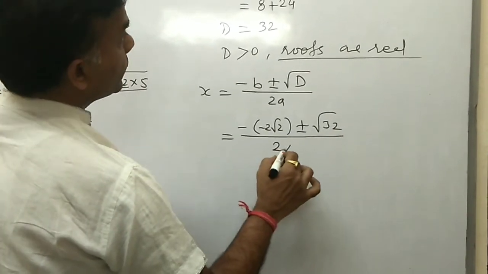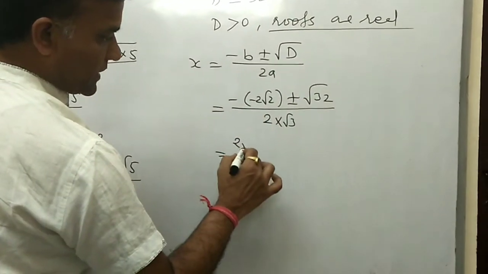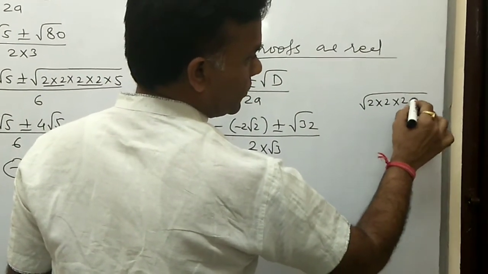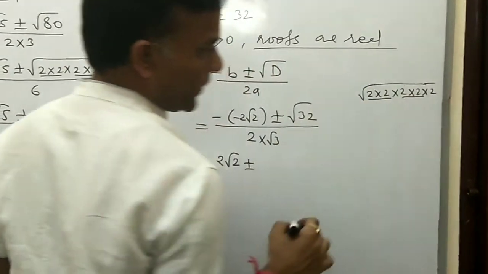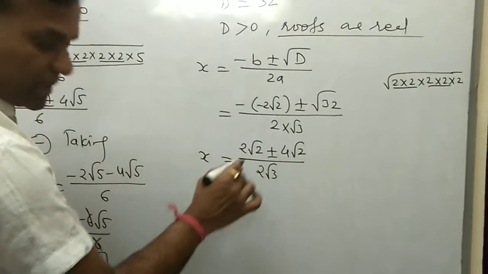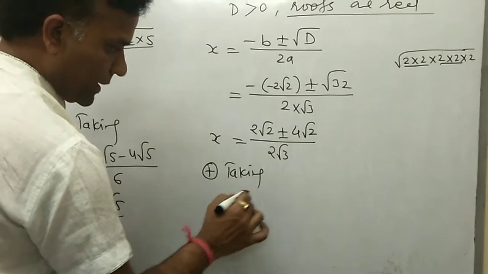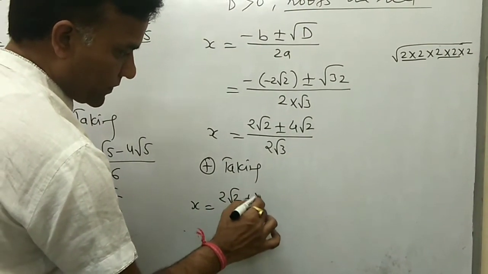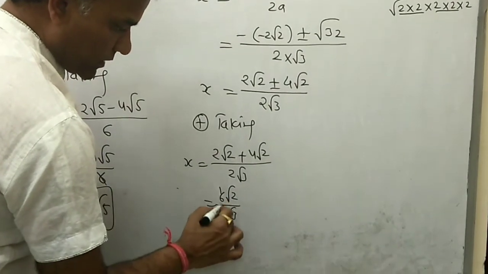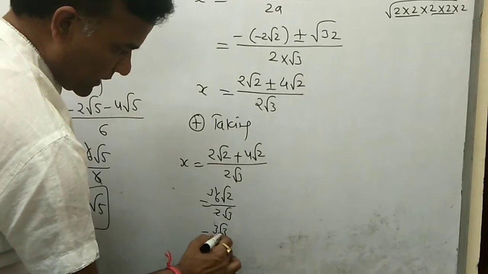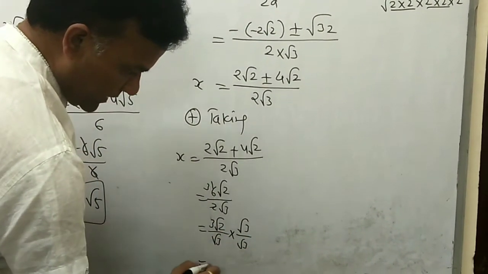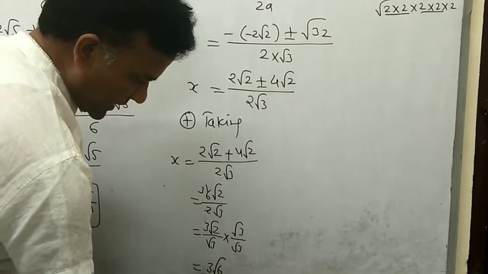So we write down 2√2 ± √32. For 32 you find the factors: 2 × 2 × 2 × 2 × 2, write 5 twos, then make 2 pairs. So the result is 4√2 over 2√3. Again you have a plus-minus sign, so taking the plus sign, x = (2√2 + 4√2) / 2√3, that is 6√2 over 2√3, which is 3√2/√3. Now rationalize because √3 is in the denominator, so the √3 cancels out, and you have √6 as the solution.